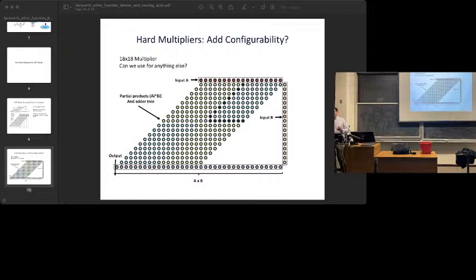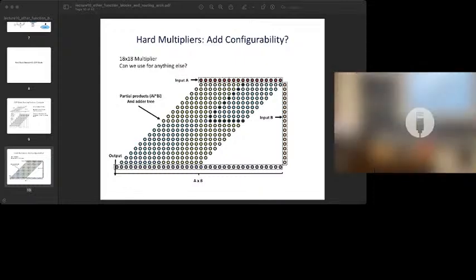So any ideas? What could I do with this? Yeah, so there's nothing magic about 18 by 18. It's not like all multiplications have to be 18 by 18. Video processing doesn't need 18-bit precision. So you're saying that it looks like we could chop it into smaller multiplies.